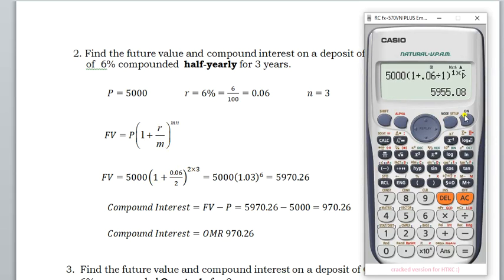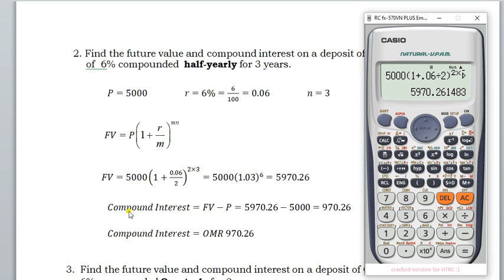So we use the calculator. 5000 bracket 1 plus 0.06 divided by 2 power 2 into 3. So 5970.26. Okay, this is the future value.